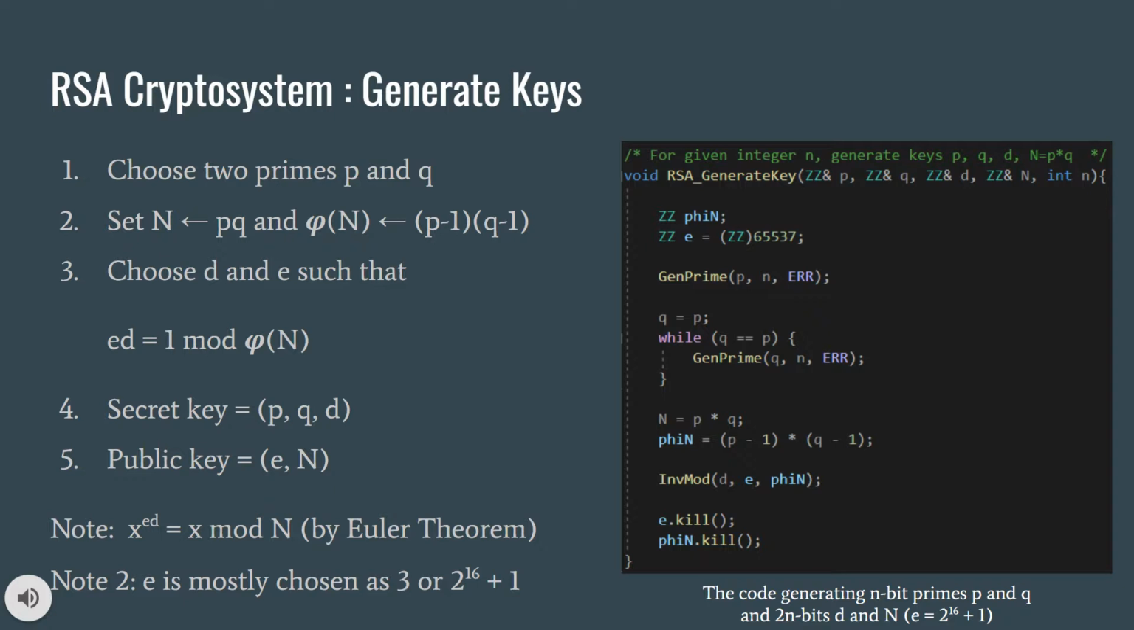Note that x to the ed equals x modulo n by Euler's theorem. Also note that to make verification easy, e is mostly chosen as 3 or 2 to the 16 plus 1. On the right, I gave code to generate m-bit primes p and q, and the secret key d.